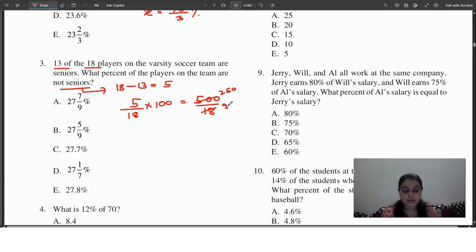So now we can convert it into mixed fractions or decimals. So in mixed fractions, this should be 27 7 by 9%, because 27 into 9 will be 243 plus 7, that would be 250 upon 9. So it is 27 7 by 9%. This is the answer. It's 27.777 continued.